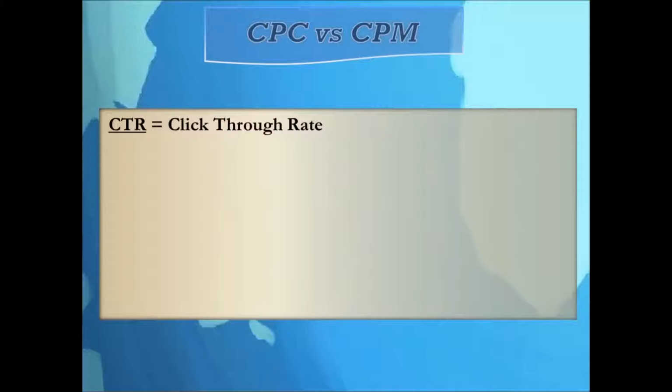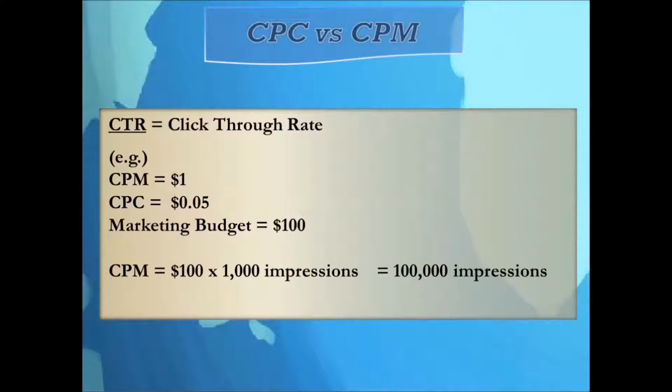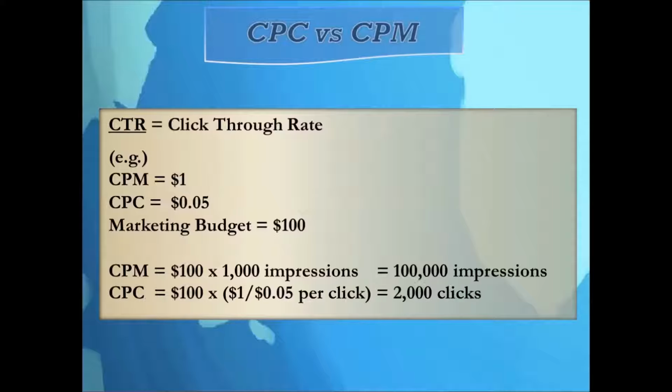CPC might sound like the obvious winner because you don't have to pay anything unless your ad is clicked, so you're essentially getting free exposures. But let's hold that thought. Let's suppose the rate of CPM is $1, and the rate of CPC is 5 cents, and you have a marketing budget of $100. With CPM, your $100 budget can buy you a total of 100,000 impressions. With CPC, your $100 budget could get you 2,000 clicks.